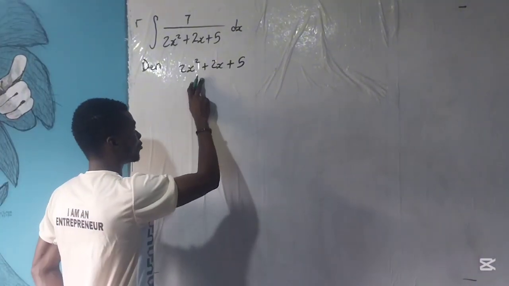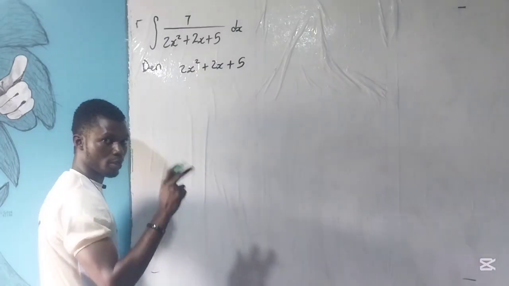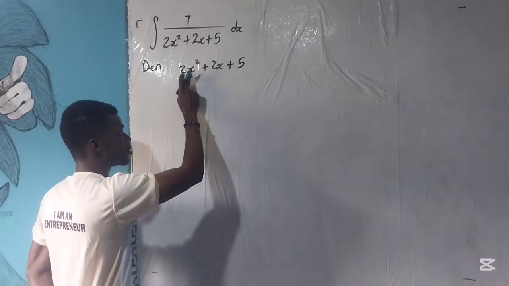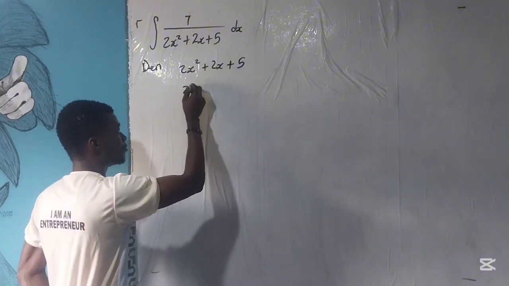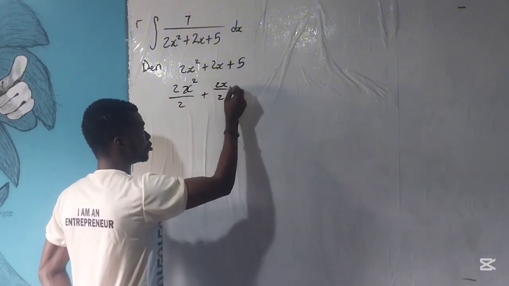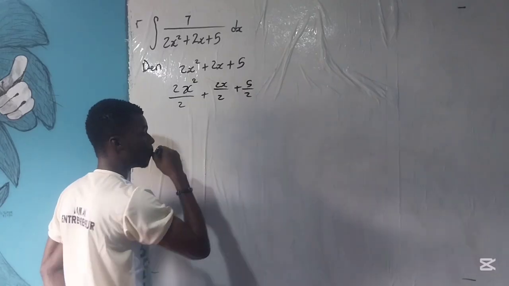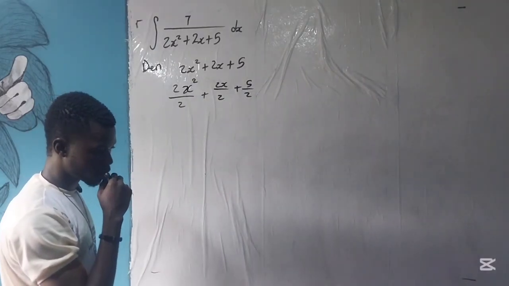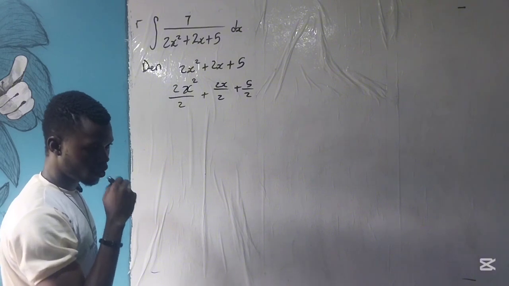Now, first of all, let it be only x squared. Only x squared. Now, what can we do? We divide 2 by what? By 2. That means we are going to have x squared over 2, plus 2x over 2, plus 5 over 2. Right? Am I correct? Okay.